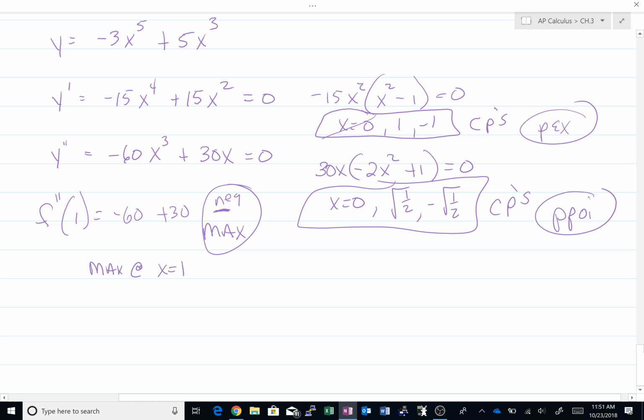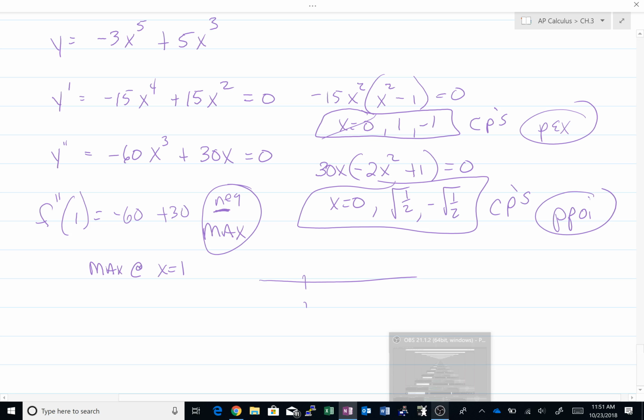Abby, why are we plugging it into the second derivative? That's our new rule. We just learned this new cool rule. We don't have to do intervals anymore. All right, for old sake, for fun, let's put in 1 here. And let's test just to the left and just to the right real quick. Okay? Here, let's do a calculator here.